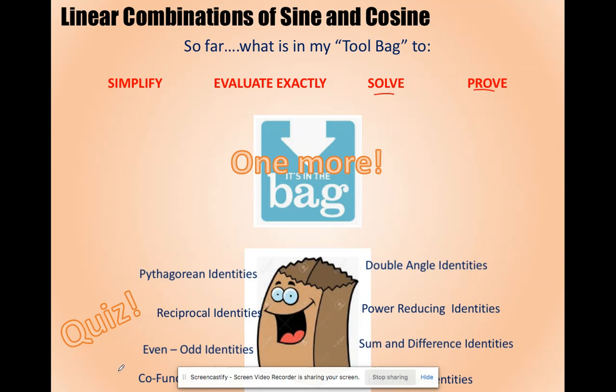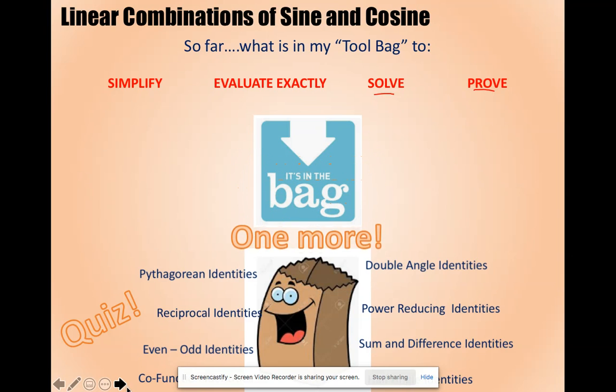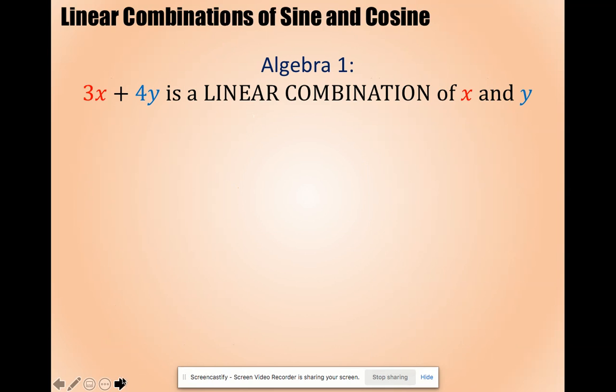There's one more tool to help you solve and prove trig equations, trig identities. And that one more to put in your bag is linear combinations of sine and cosine, being able to rewrite a linear combination as just cosine.